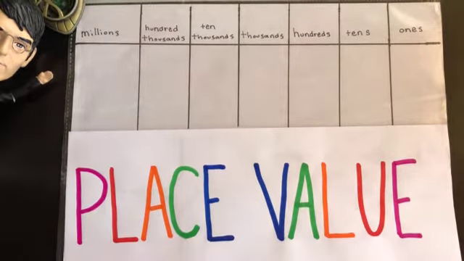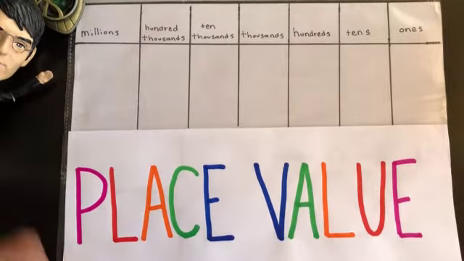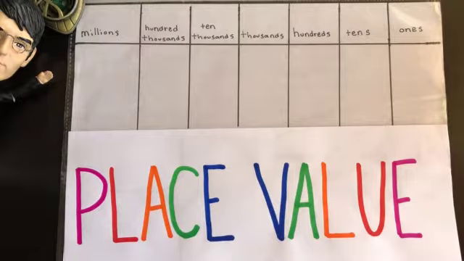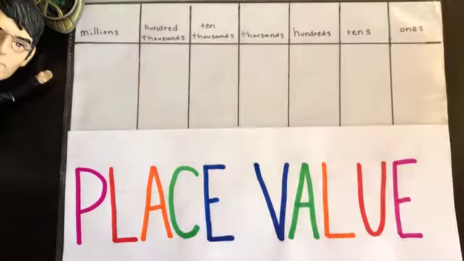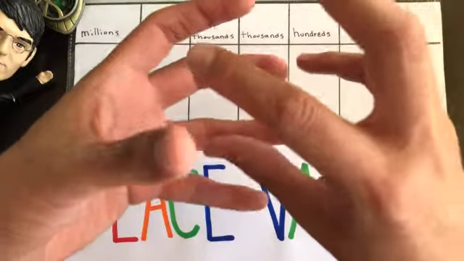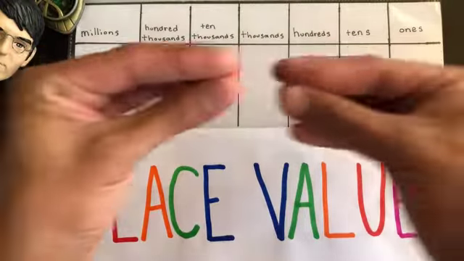Now, I have my place value chart, and last time we talked about how easy it is to add using the place value chart. But now, I'm going to show you how easy it is to subtract using the place value chart. And we're going to be doing the opposite of bundling.